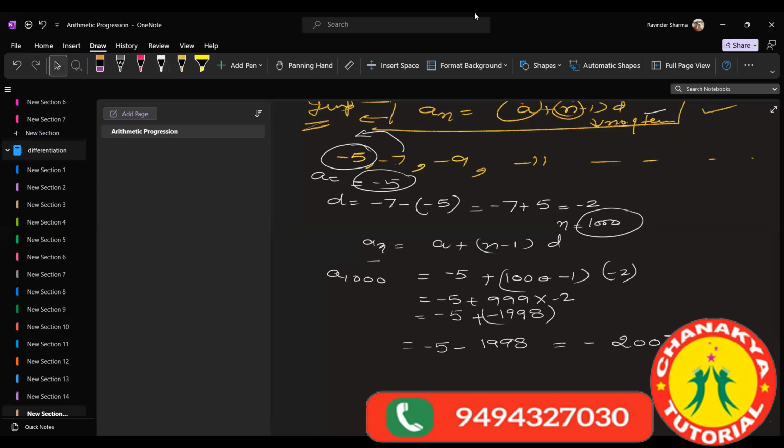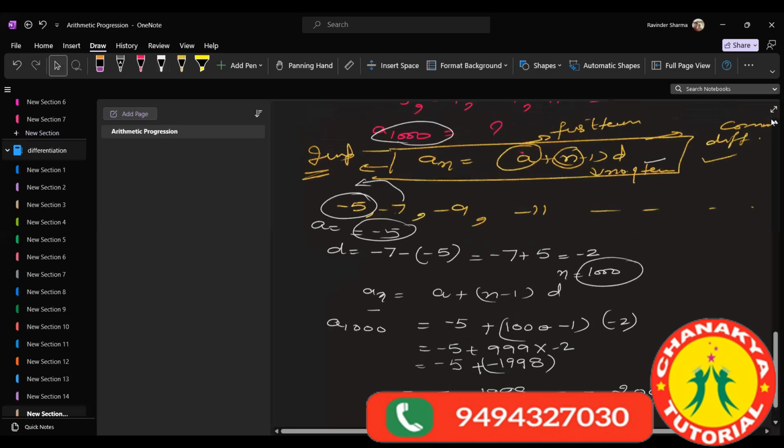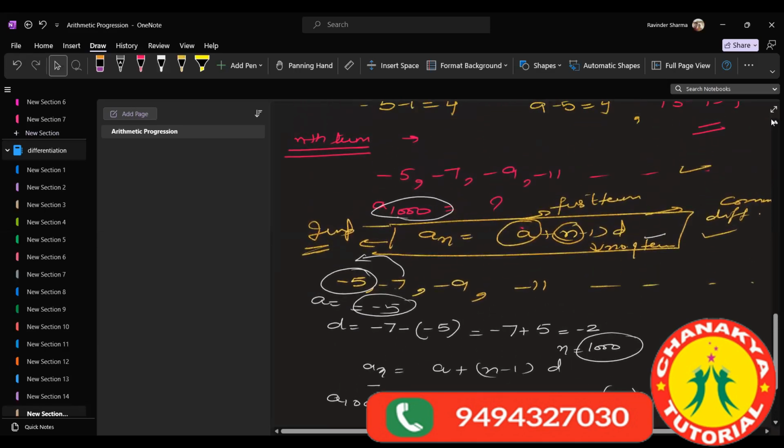Is there a particular name for this formula? Yes, beta, the nth term of an AP. Ma'am, what's the name, ma'am? Beta, to find the nth term of an AP. Ma'am, what exactly is an? Beta, your voice is not clear and is breaking. Please write in the chat box.